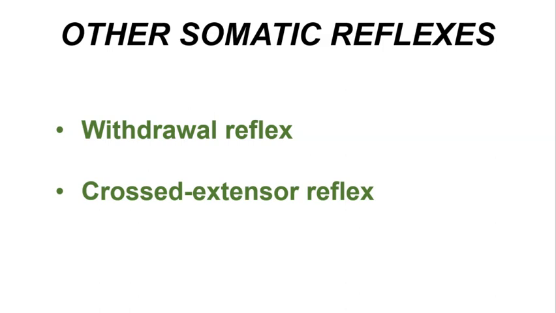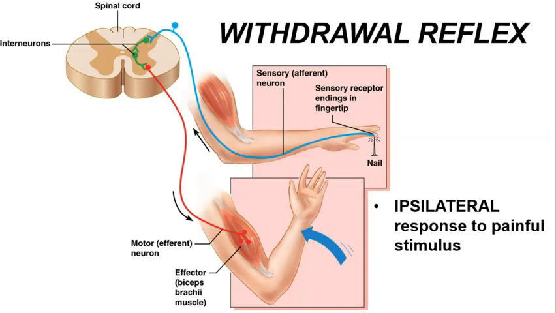Other somatic reflexes include the withdrawal reflex and the crossed extensor reflex. The withdrawal reflex is a response to a painful stimulus in a limb. Sensory receptors that detect pain in the limbs communicate through sensory neurons to interneurons within the spinal cord. Those interneurons then communicate with relevant flexing muscles within the limbs.